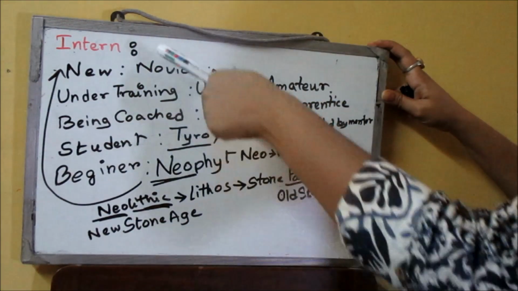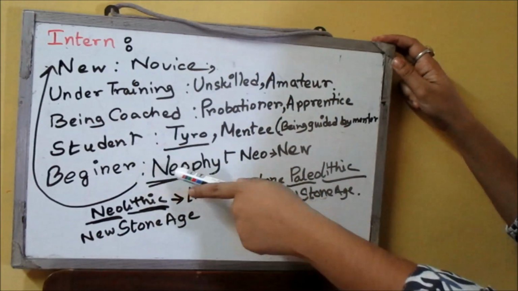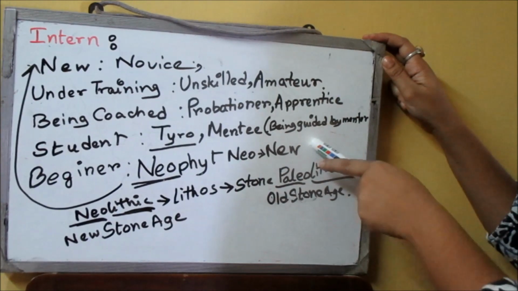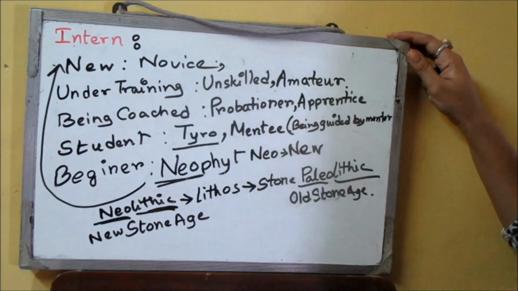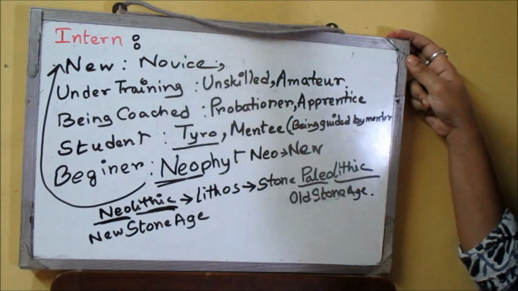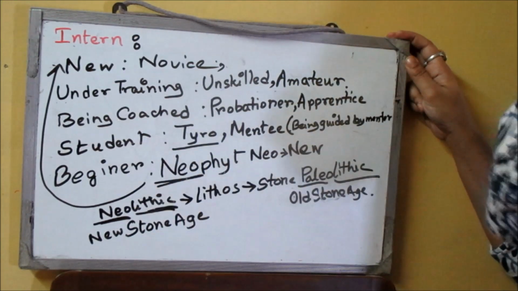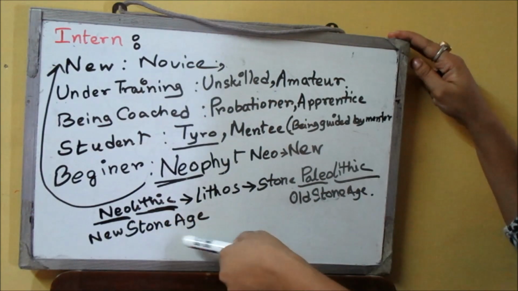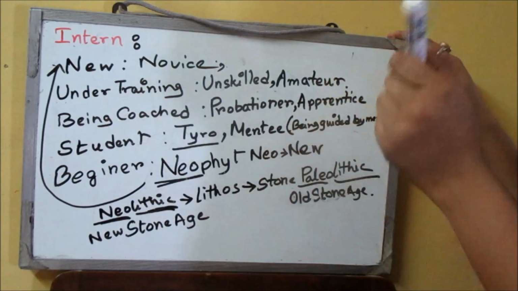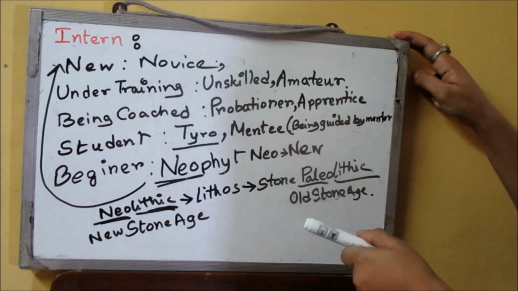So the word intern can also mean a neophyte. The word neo means new. Some examples of words starting with neo is Neolithic. The Neolithic means new Stone Age. A word similar to this is Paleolithic. Paleolithic means old Stone Age, right?